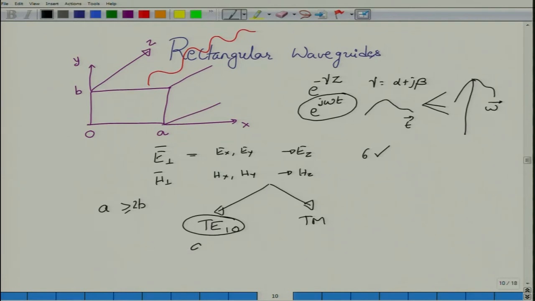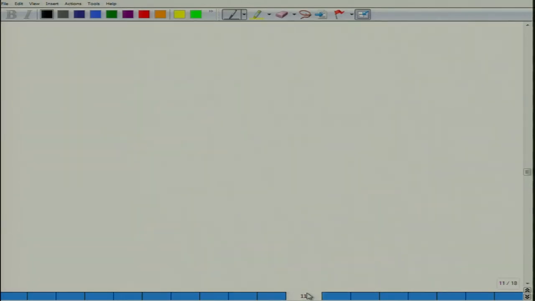But this is called the dominant mode because as the frequency starts to increase and reaches beyond a certain critical frequency, this TE10 mode is the first one to begin propagation. So we will focus our attention on the TE modes. I will not really look at the TM modes because the analysis is very similar. You will do that as part of the exercises. So what do we do with the TE modes?